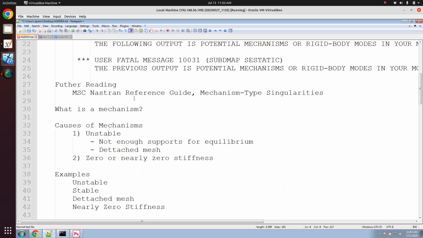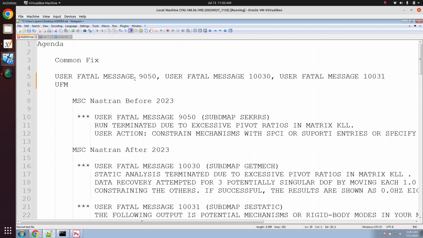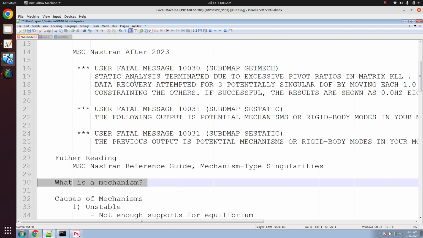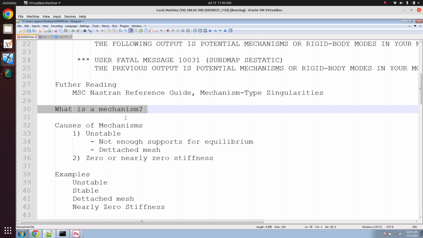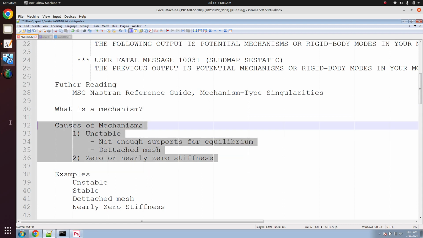The other thing we're going to be talking about is where I am getting this content from. There's a reference guide that you could refer to that I'll be mentioning in a moment. We're going to discuss what a mechanism is. I think if you want to really understand what this user fatal message, UFM 9050, is, you have to know what a mechanism is. So we'll define that. And then, what causes the mechanism? What causes UFM 9050 or UFM 10,030 and 31?